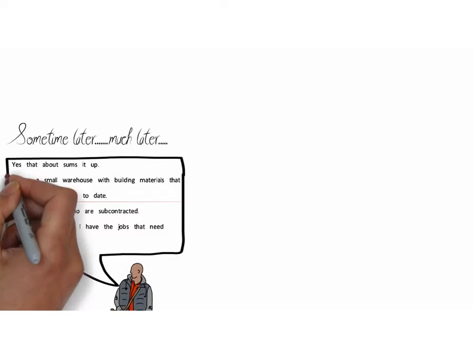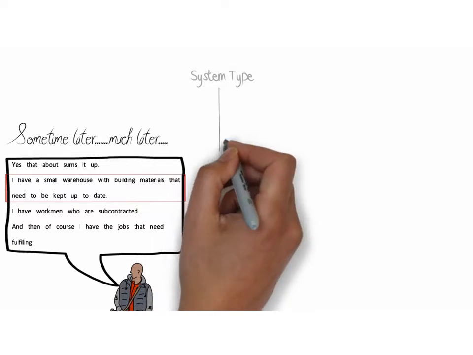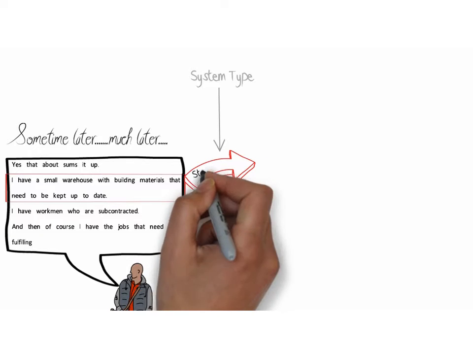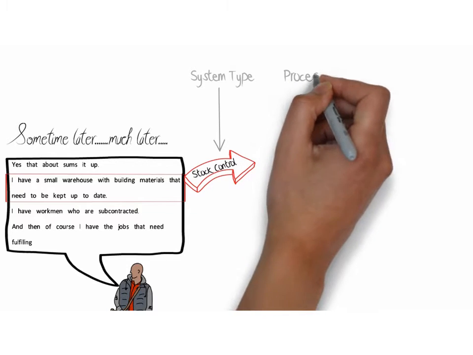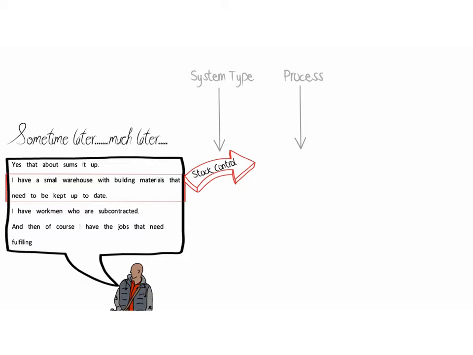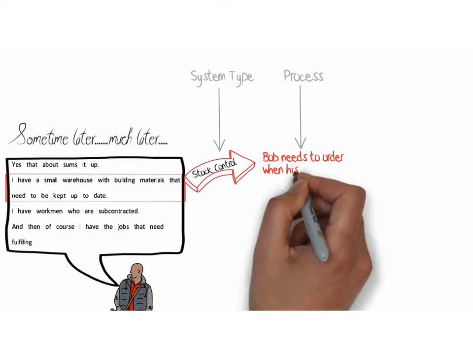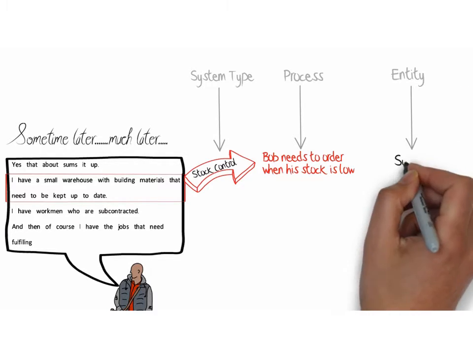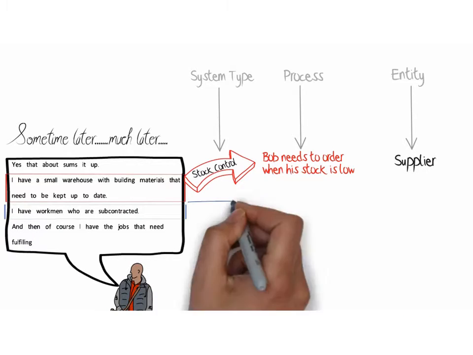So let's take each one at a time. So the system types. A small warehouse with building materials really is a stock control. It gets stock in, stock out. The processes that need to be done here, he needs to order when his stock is low. The entities that he needs to interact with would be the supplier.